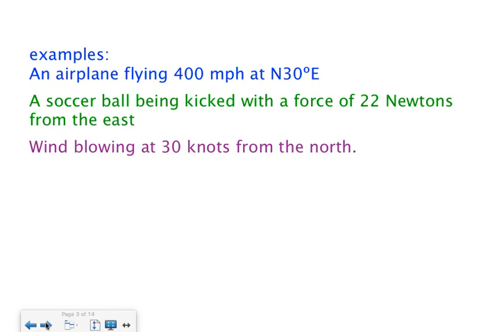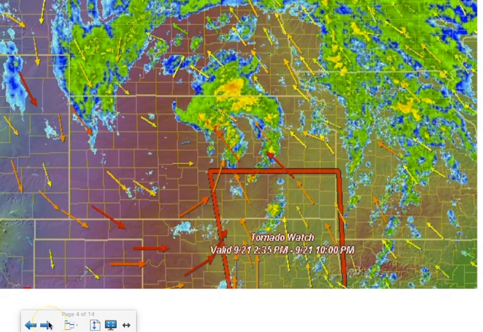Or if you watch the news, wind patterns, they show you in vectors. Those are all vectors. So now when you watch the news with your parents, you're like, hey, I know what that is. It's a vector. Magnitude and direction.